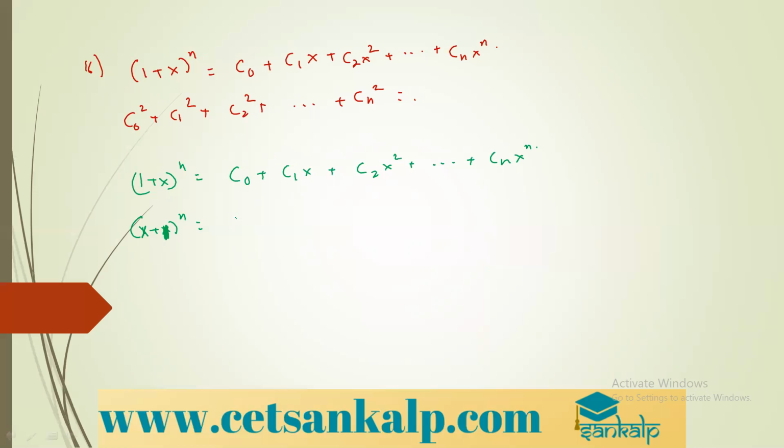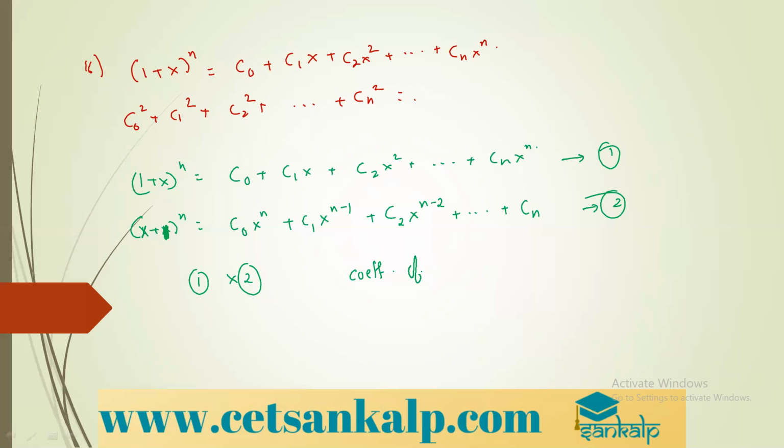So what I will have? C0 x power n plus C1 x power n minus 1, C2 x power n minus 2, and so on up to Cn. Now I have to multiply 1 and 2, that is for sure. After multiplying 1 and 2, I have to take coefficient of x power what?